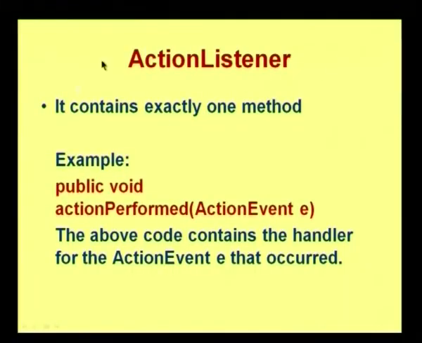As already told, ActionListener contains exactly one method, public void actionPerformed, and here we have ActionEvent being passed as the parameter. The above code contains the handler for the action event e that occurred. From this action event, as we have already seen in your previous session, we can get the source and we can get the action command. Similarly, for each and every event we have a few methods through which you can access the properties of the event that has been raised. Here I am going to click, see what the source or action command is, and then perform my particular handling mechanism.